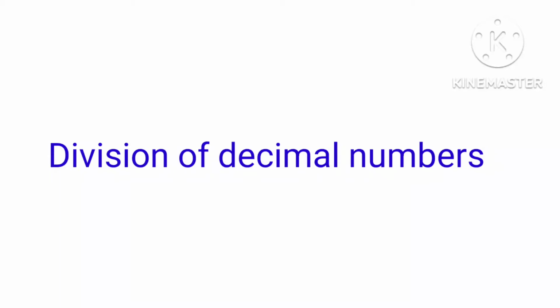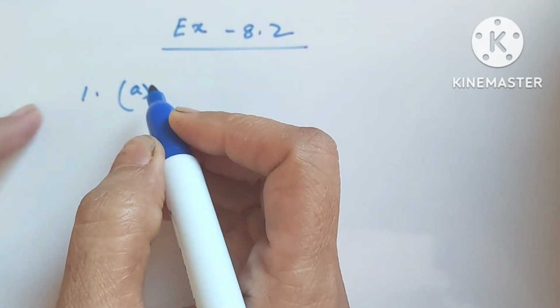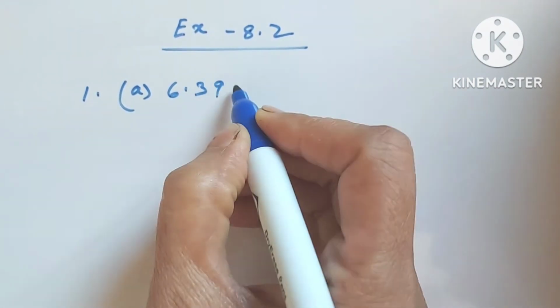Today's topic is division of decimal numbers. Question number 1. A.